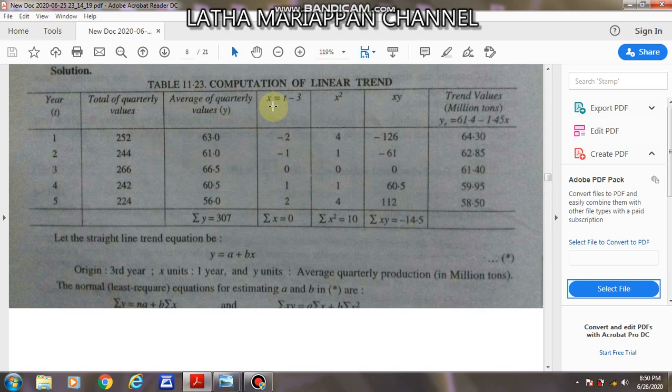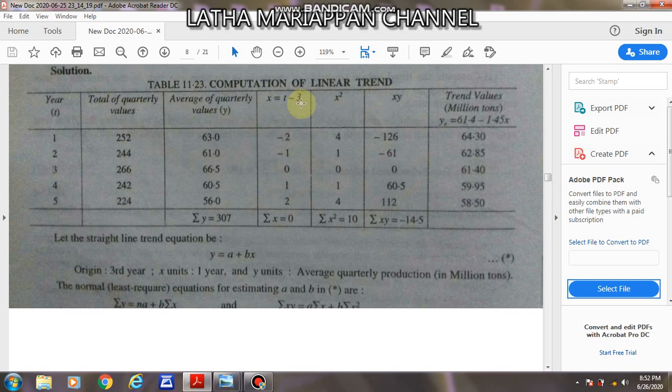X is the variable. The x is nothing but your independent variable. For the independent variable, you take t minus 3. 3 minus 3 in the sense of mid of year, mid year. See here 1 2 3 4 5, no, which is the middle year, the third one. This 3 only you have to take down. See, x is equal to t minus 3.